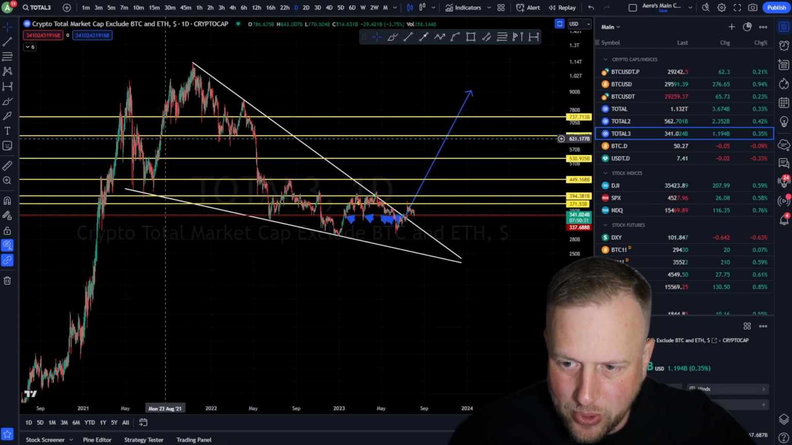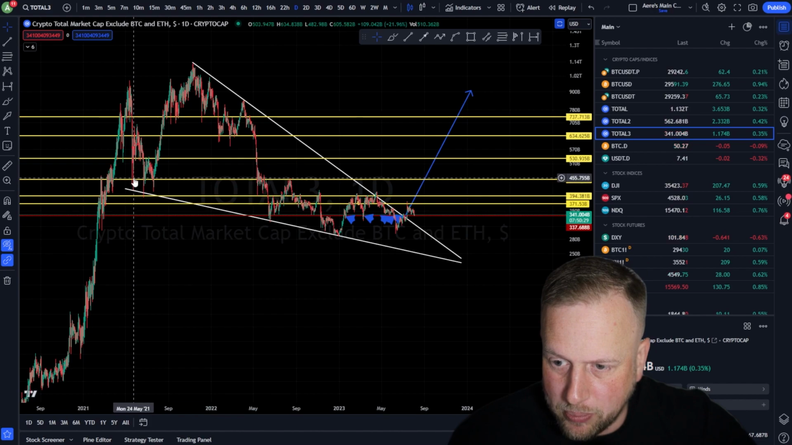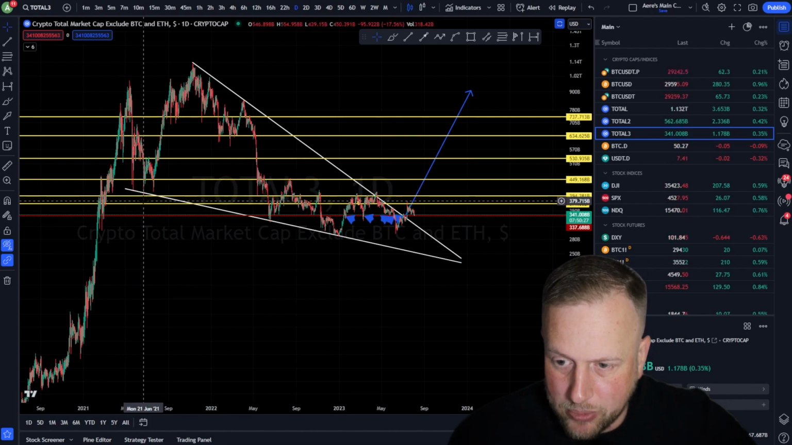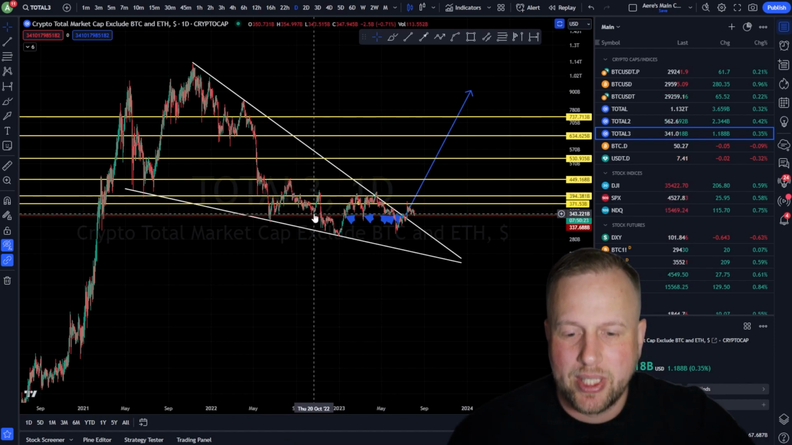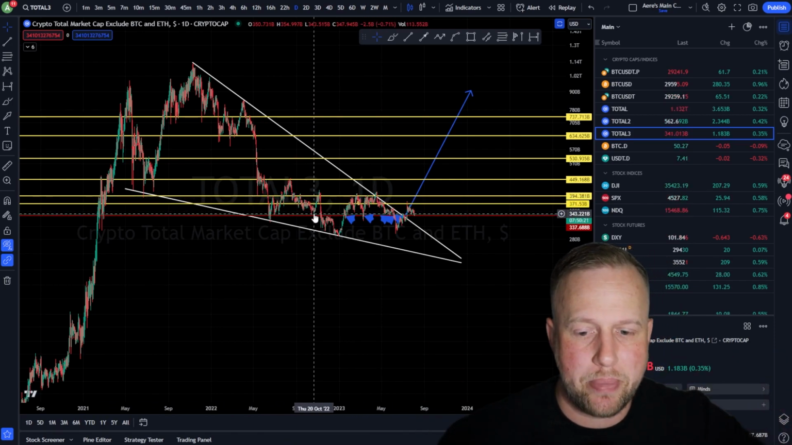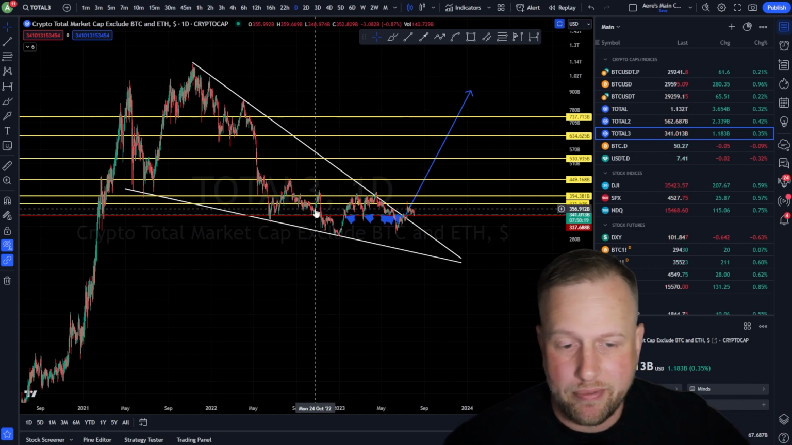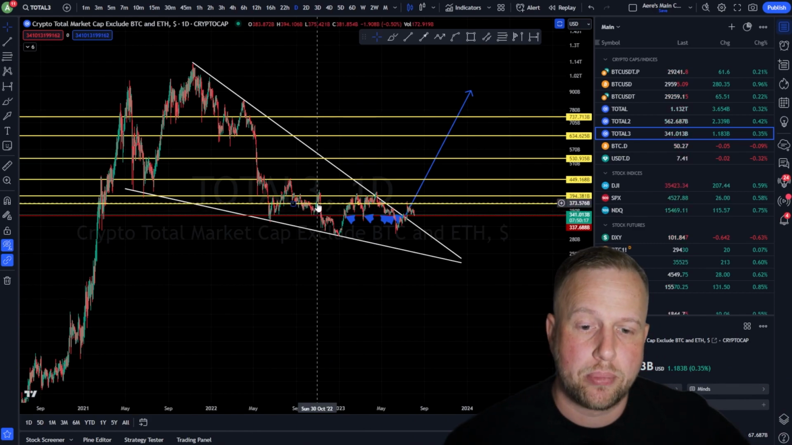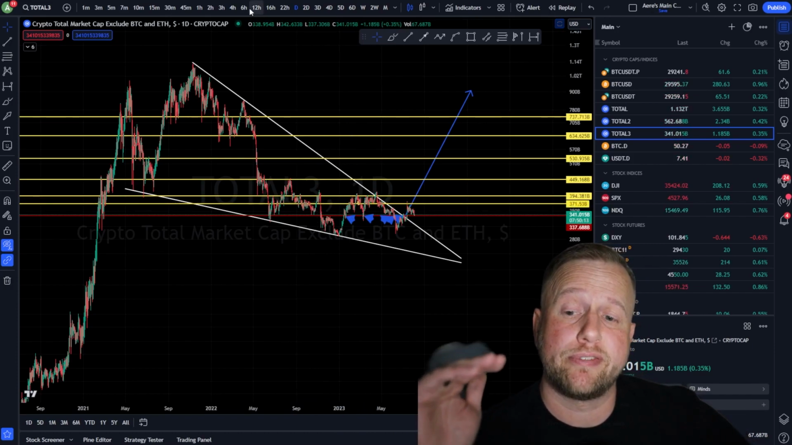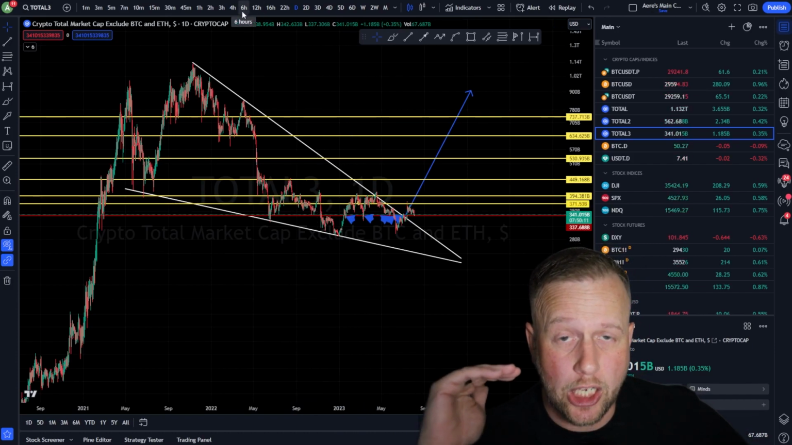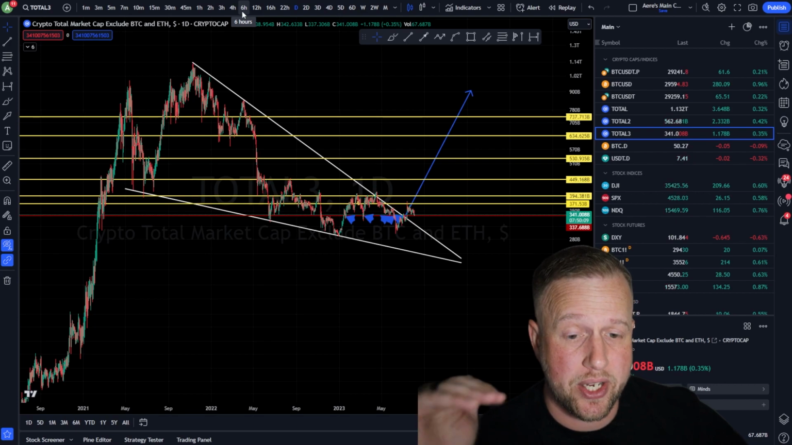You can see where this was. Boom, boom, boom. Down here, boom, boom. So your eyes will just start picking up on this stuff eventually. I know it's going to be tough at first, but stick with it, practice, draw them out, make sure you're flipping through different time frames. Don't get hung up and stuck. Don't tunnel vision on a single time frame.